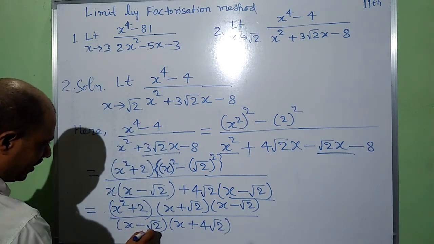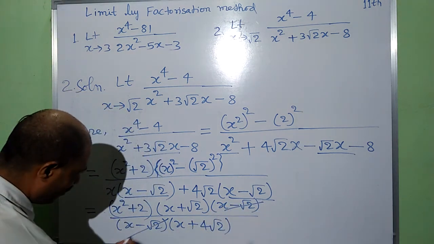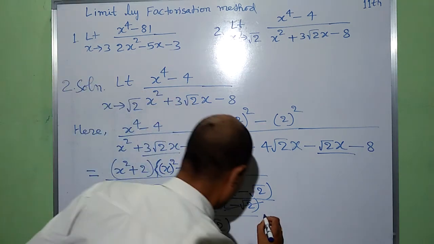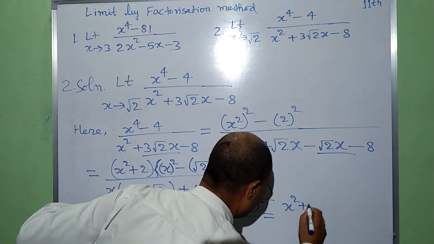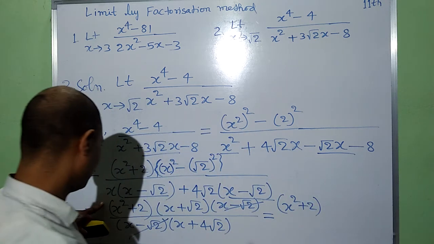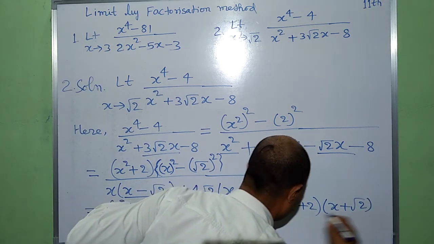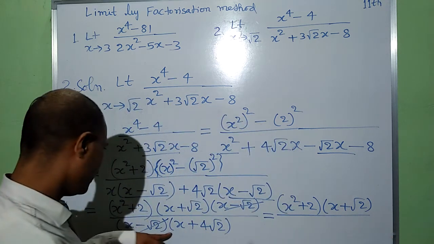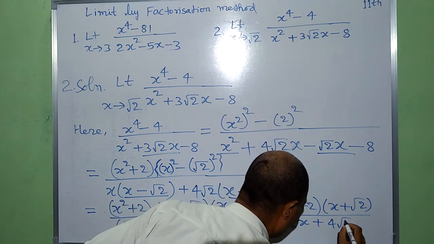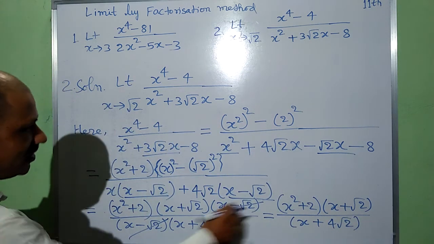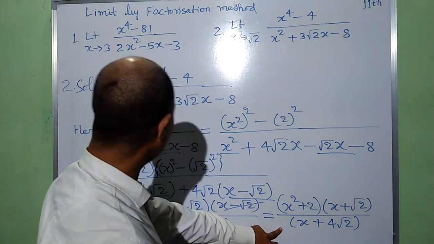In this way, (x - √2) is common in both and cancels. The rest we have is (x^2 + 2)(x + √2) over (x + 4√2). This is simplified. The same function is simplified like this. We have to take its limit.